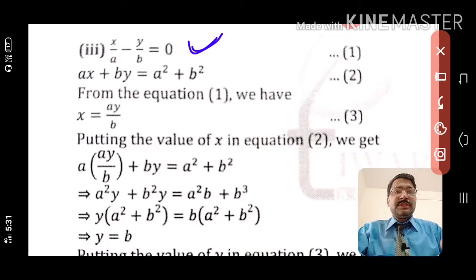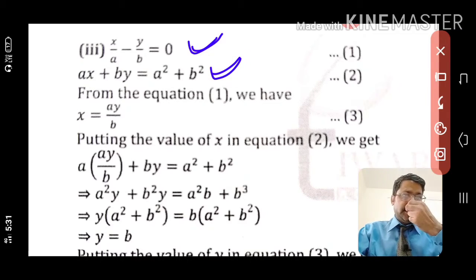Now in this question number 3, two equations are given to you: x upon a minus y upon b equal to 0, and the second is ax plus by equal to a square plus b square.